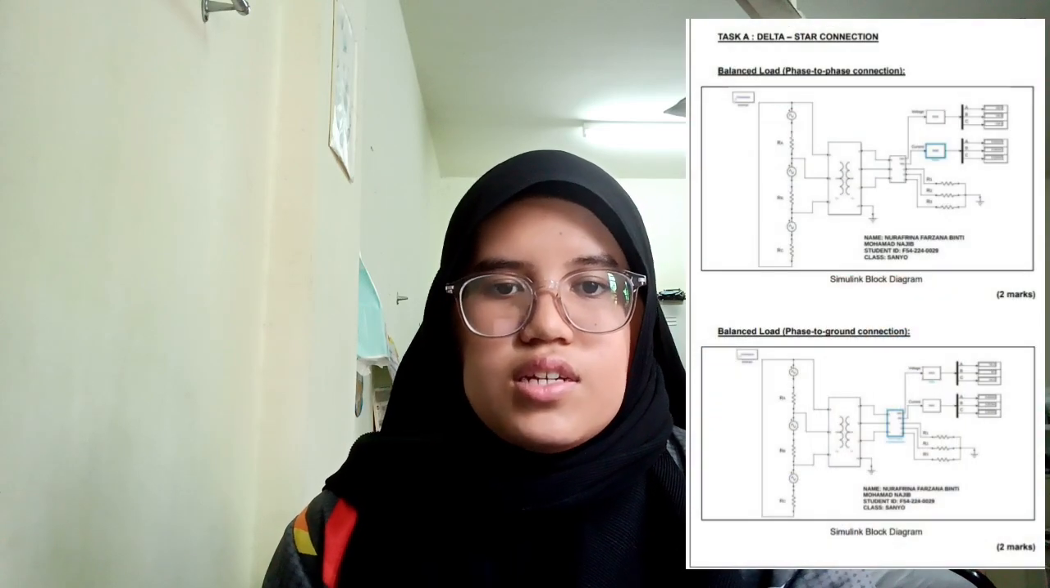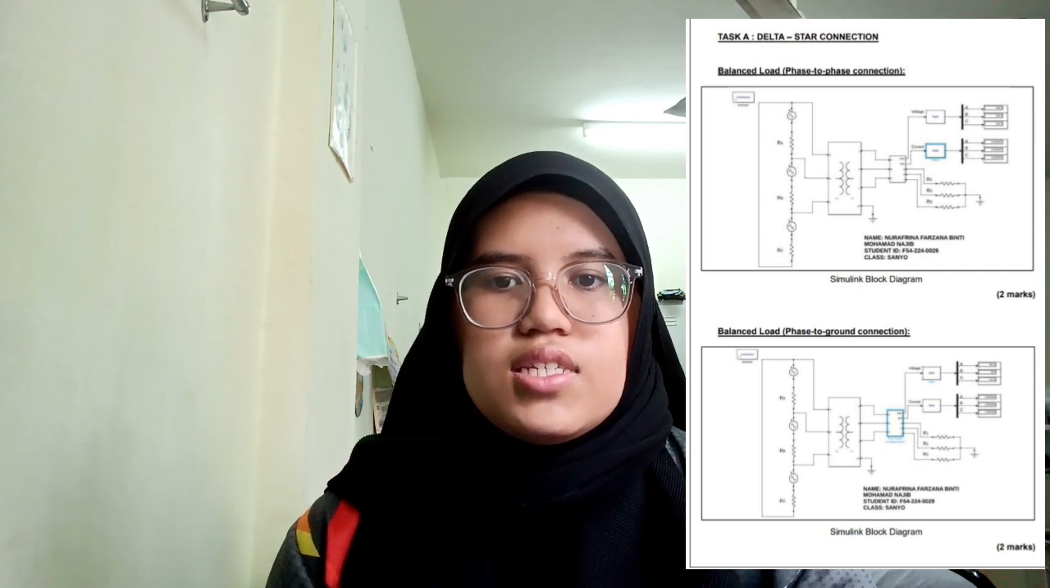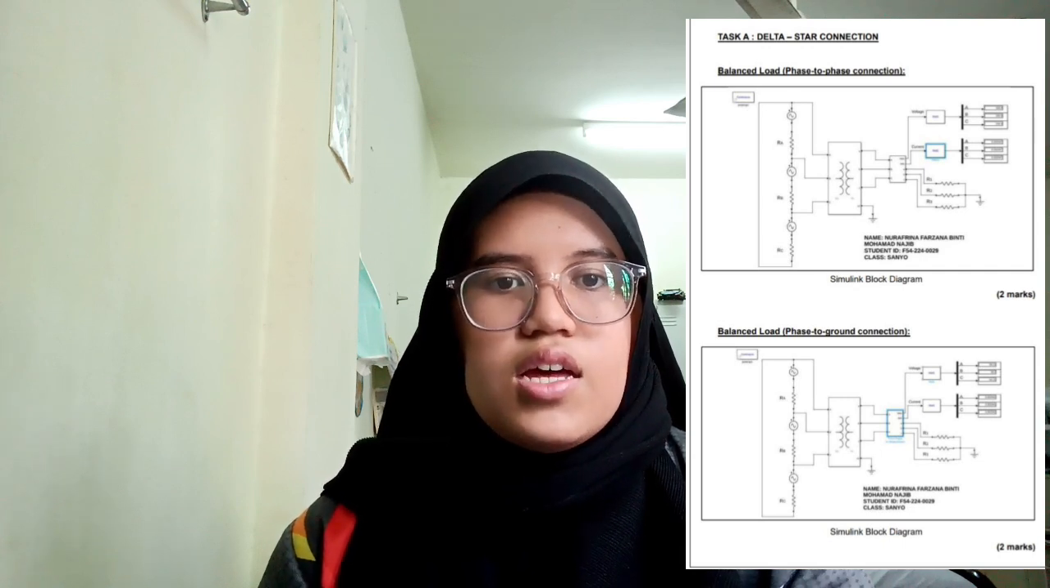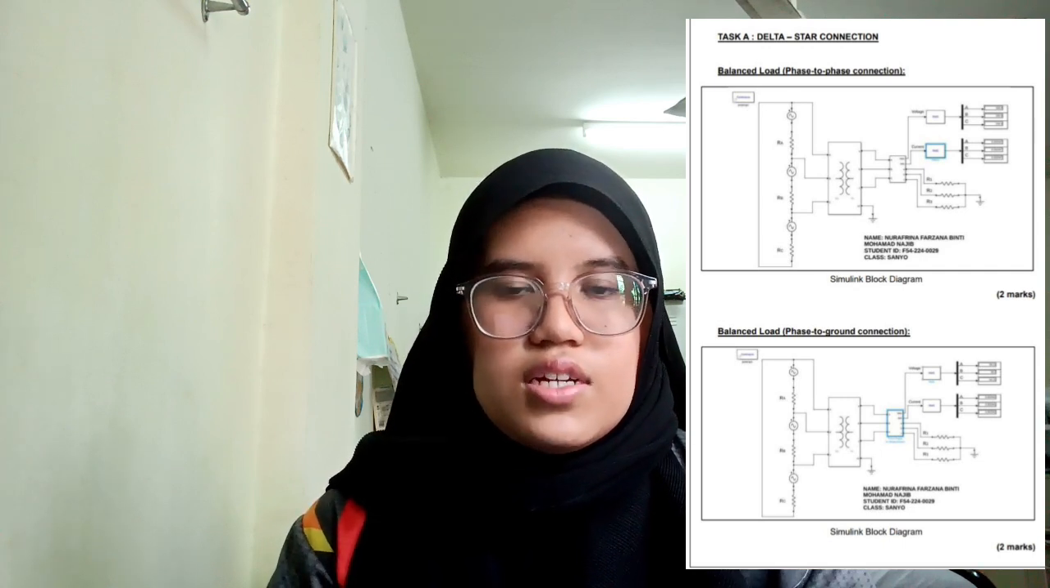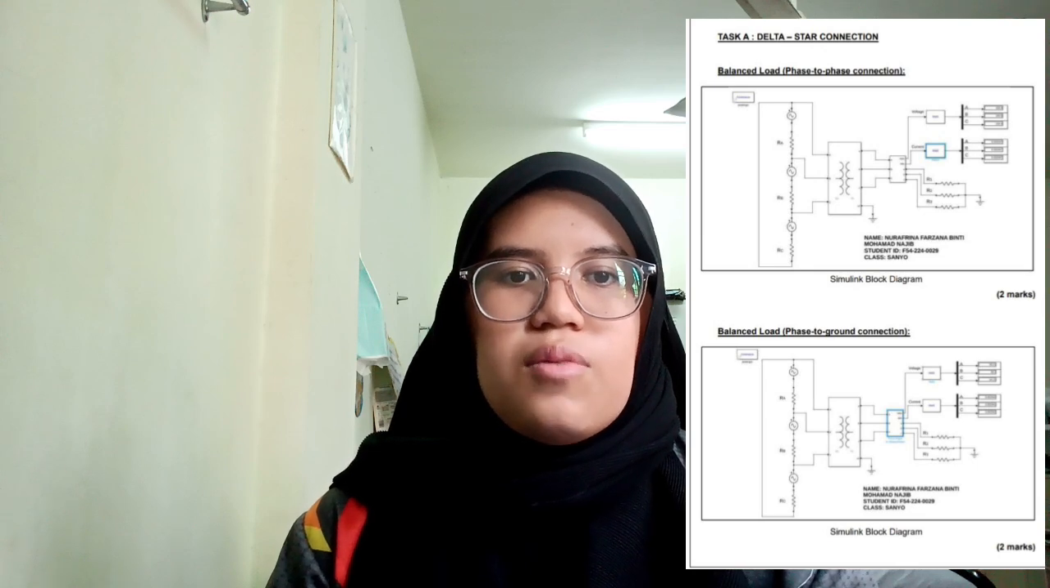In a delta star connection, the source is connected in the delta configuration and the load is in a star configuration. One key thing we observe is the relationship between line and phase value. From my result, we can see that the line voltage is square root of 3 times the phase voltage. The line current is equal to the phase current.